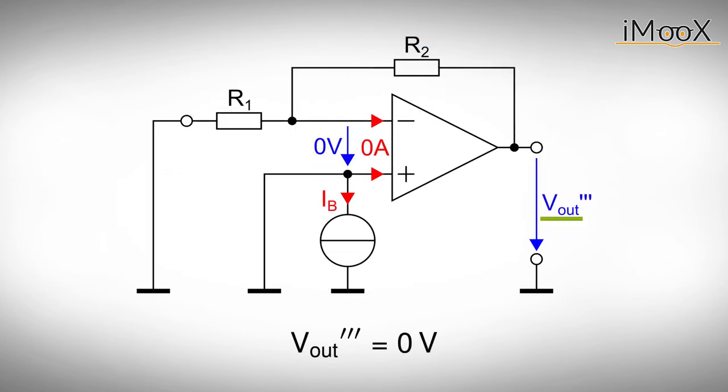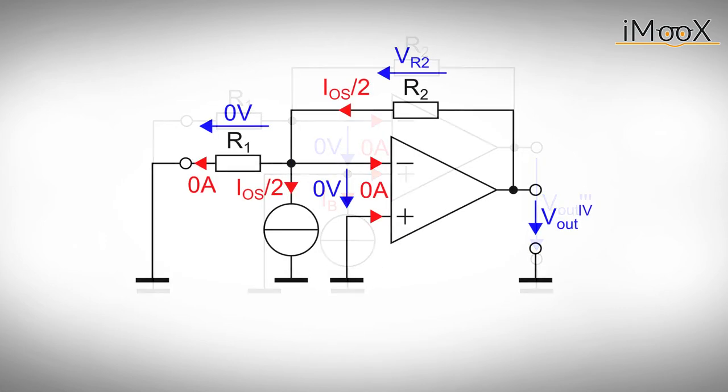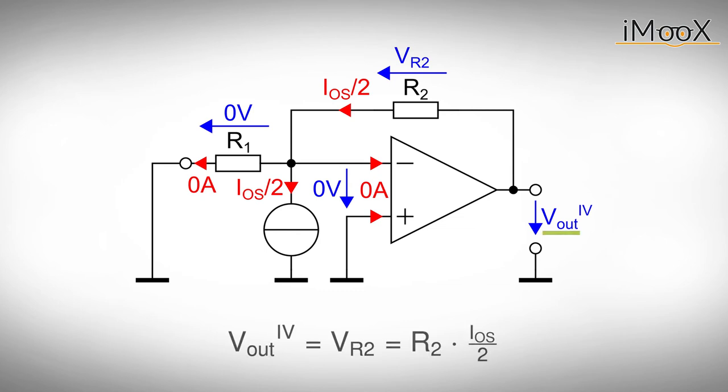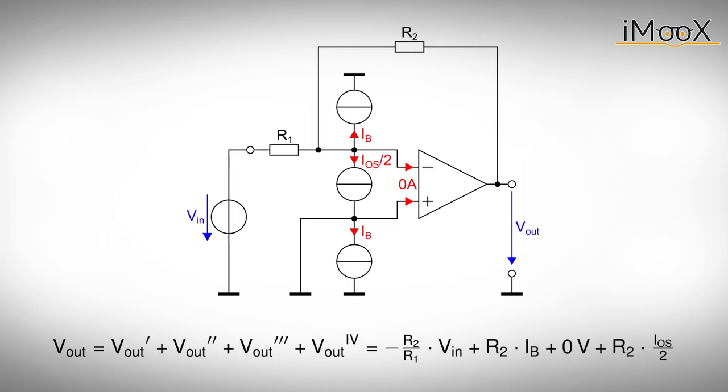We go on with the bias current at the non-inverting input and can see that the current source is shorted and the bias current has no effect on the output. As for the offset current, we can see that it is affecting our circuit just like the bias current at the inverting input. We can simply reuse this result from before and substitute the offset current. The total output voltage is calculated as the sum of our individual results.